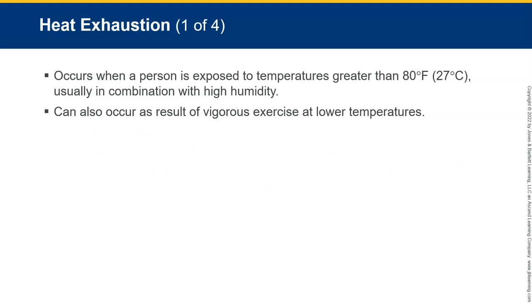Now, heat exhaustion, we've moved on. Typically we start with some cramps, then we get into heat exhaustion. It occurs when a person is exposed to temperatures higher than 80, usually in combination with high humidity. So that's pretty much springtime for us all the way through nearly Thanksgiving. So a lot of opportunities for heat-related problems here. But a lot of this depends upon the person. It can also occur as a result of vigorous exercise at lower temperatures.